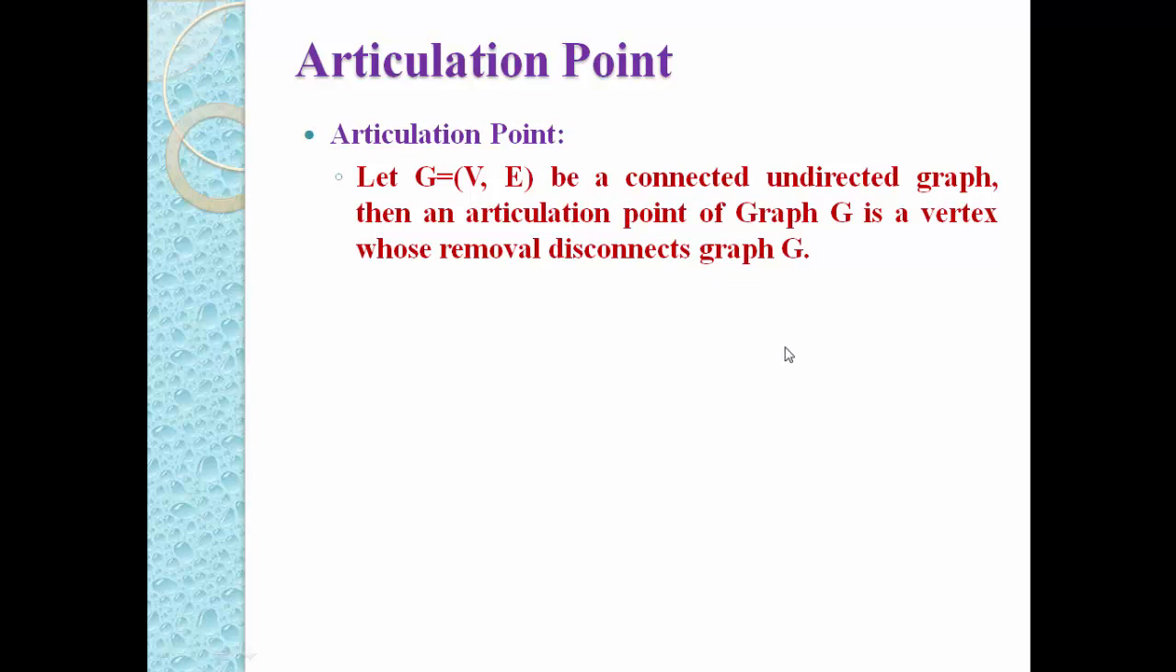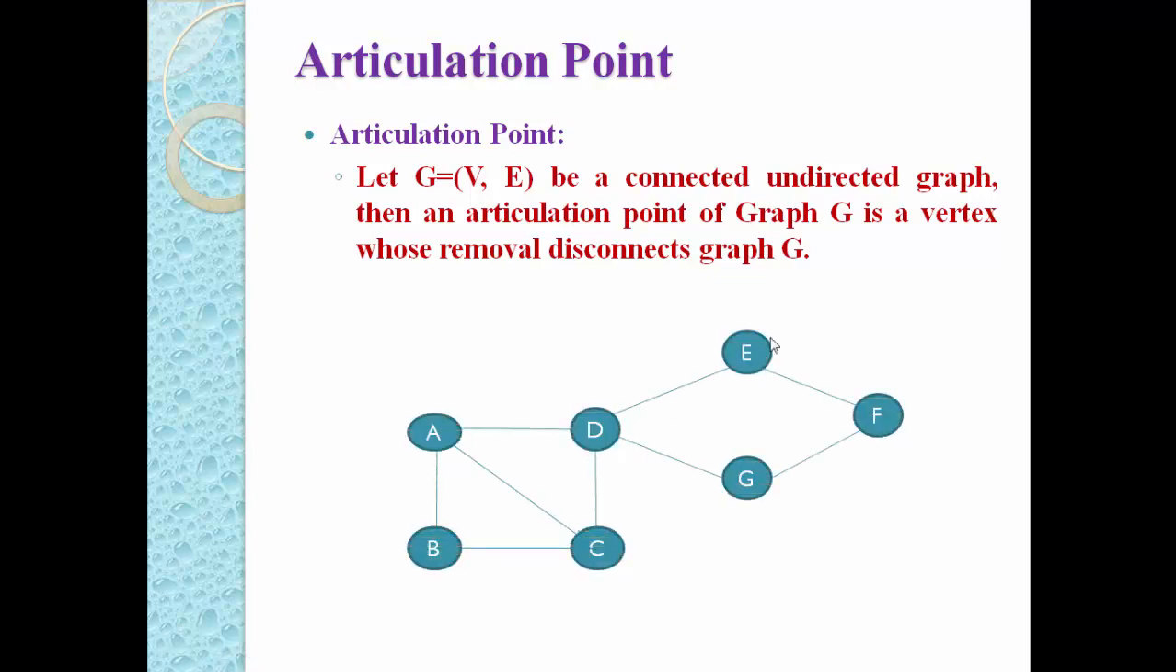For example, suppose this is a graph that has a number of nodes and a number of edges. As per the definition, if we remove any node of the graph and the removal of this node disconnects the graph, then this particular node is known as an articulation point. For example, if we remove D in this graph, at that time this graph will be disconnected, or we can say it will be divided into two different components. ABC is one component and EFG is another component. So this D is known as an articulation point.